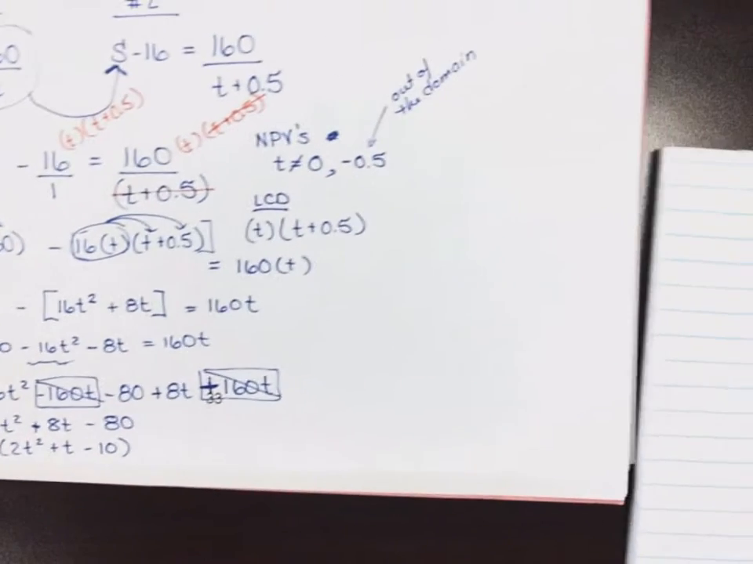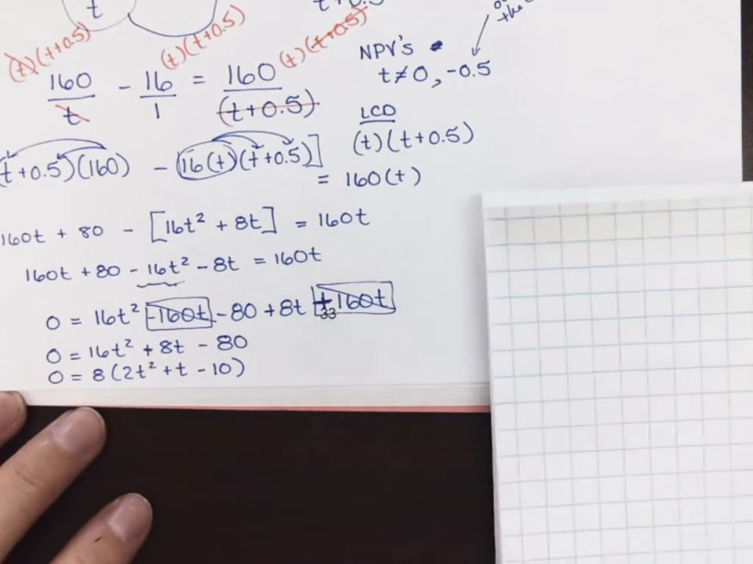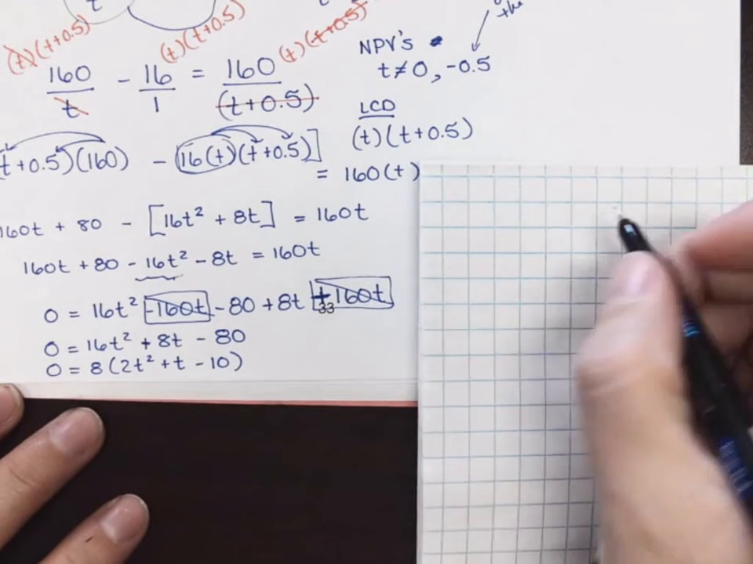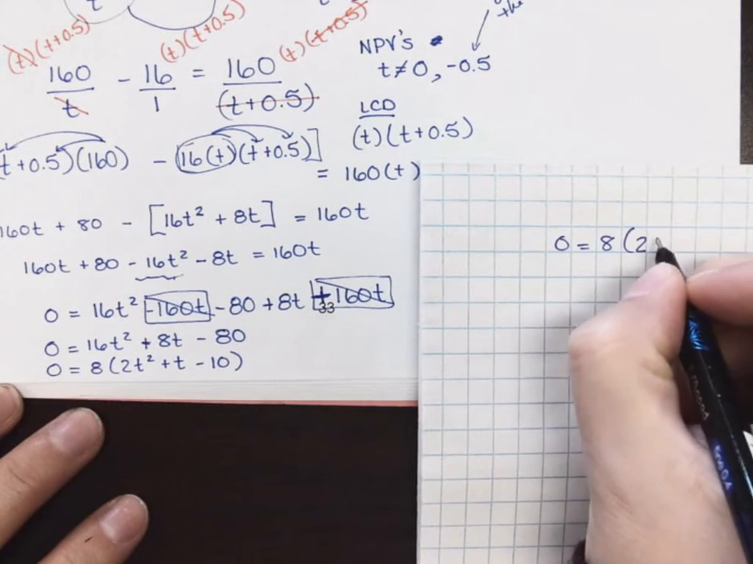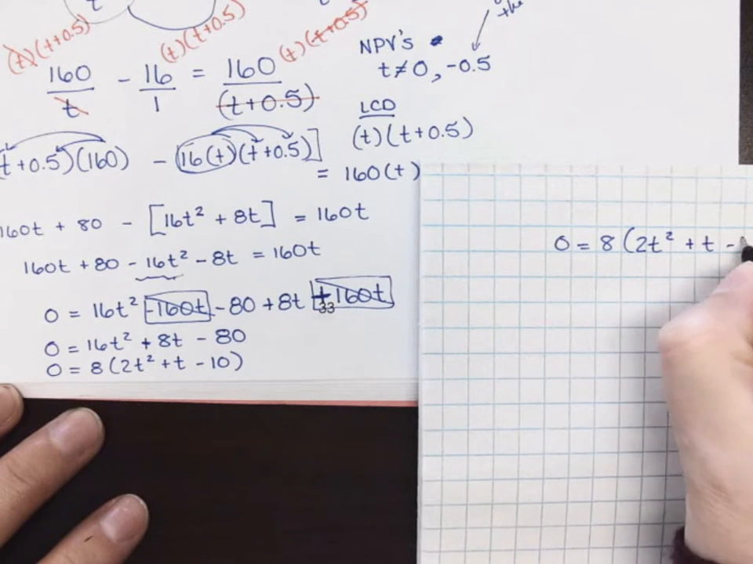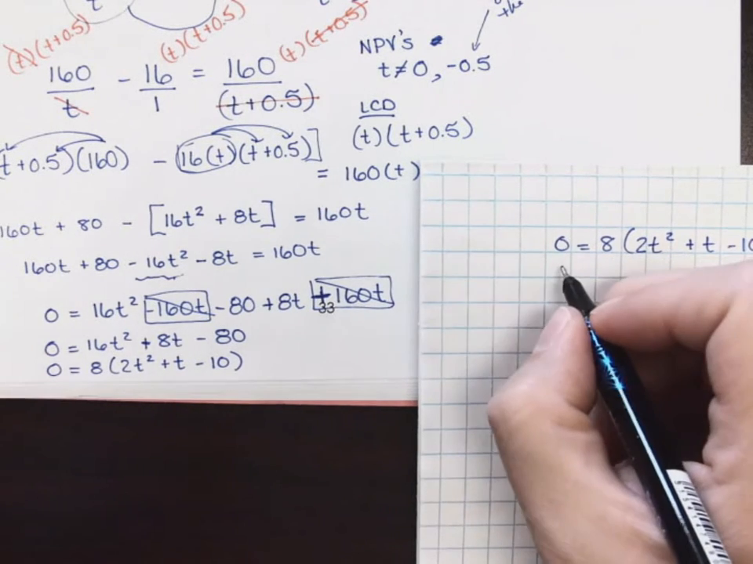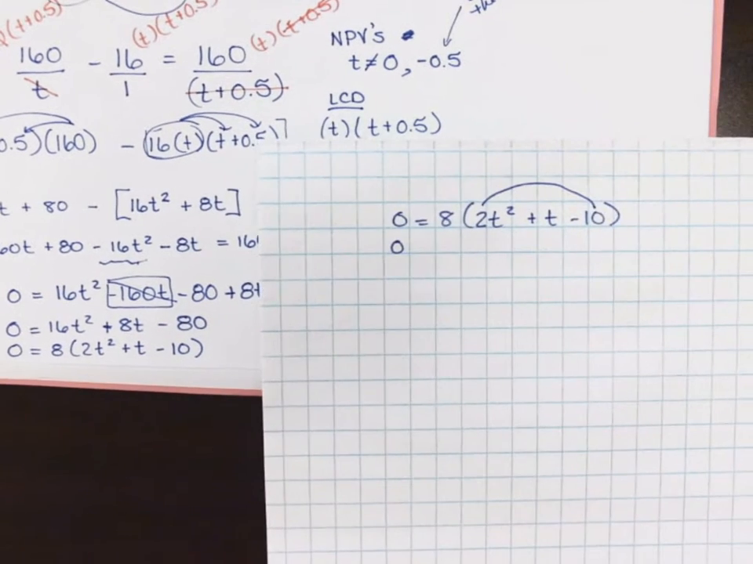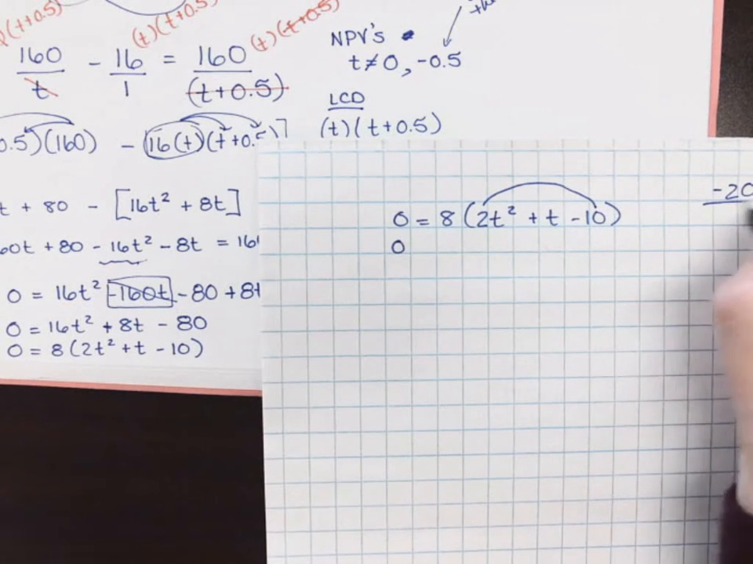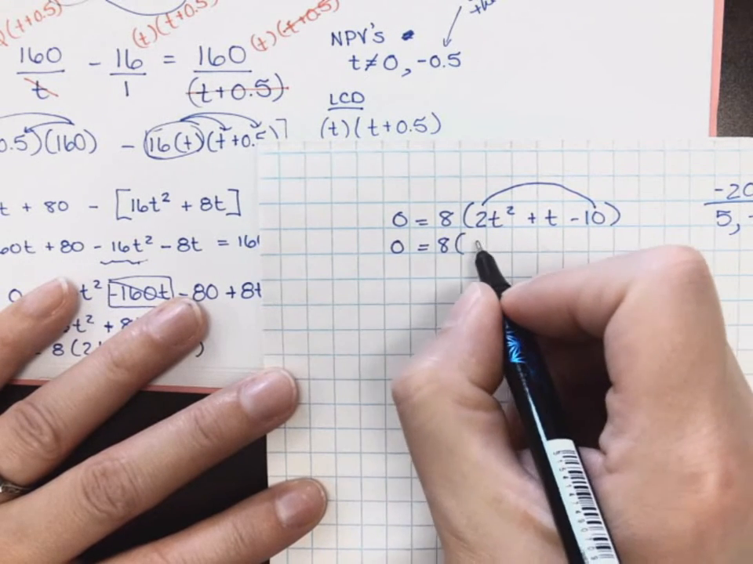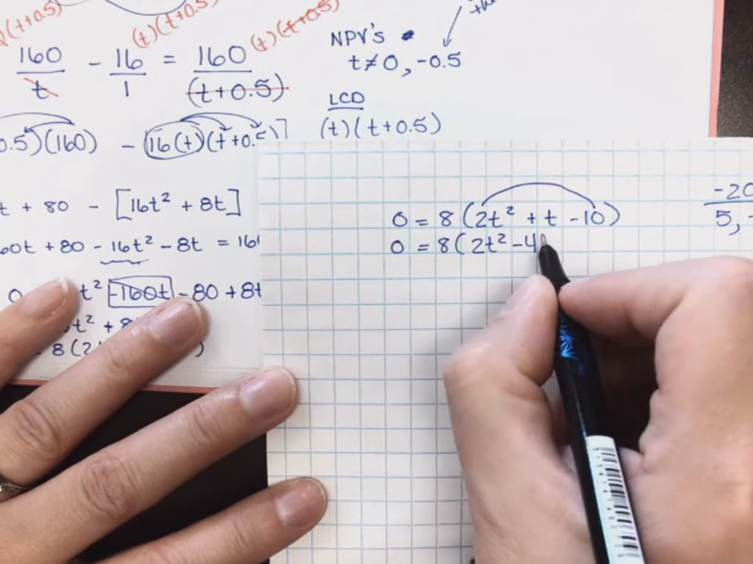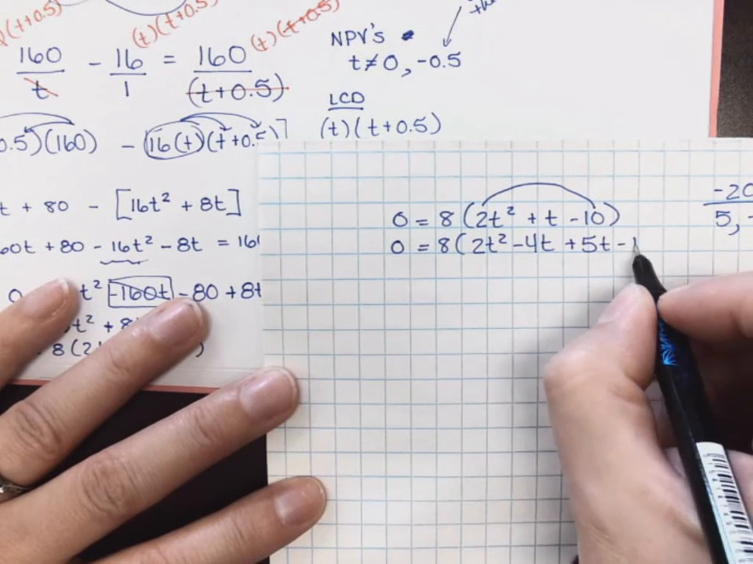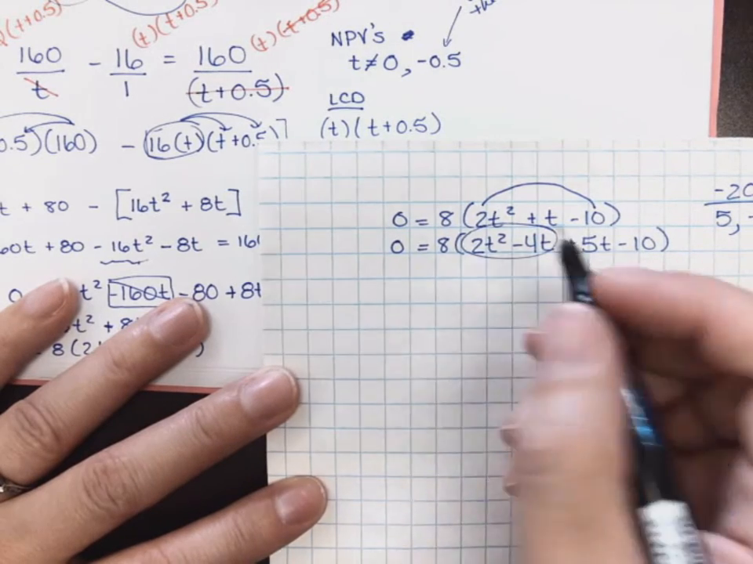Okay, I have run out of room. Do you guys have room? No, of course not. Okay, so let's factor that. I've got 0 equals 8 times 2t squared plus t minus 10. For this one, I'm looking at 2 times negative 10. What do I got there? Negative 20, and my factors will be 5 and negative 4. You guys are getting really good at this. So I got 2t squared, I'm going to do the minus 4t because I know I can common factor, plus 5t minus 10.